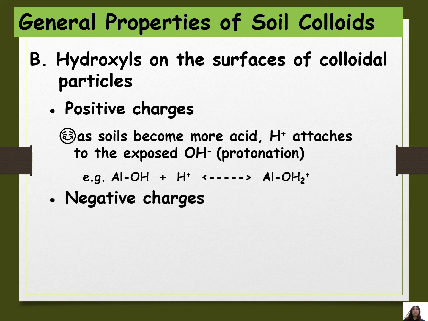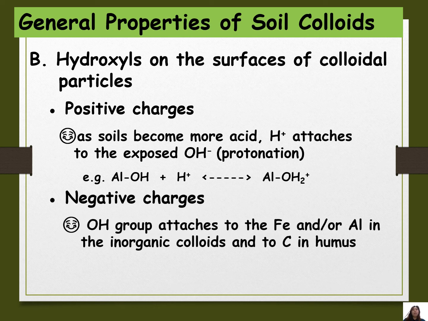For the negative charge, when the OH group or hydroxyl group attaches to the iron and/or aluminum in the inorganic colloids and to the carbon in the humus, you will have a negative charge.